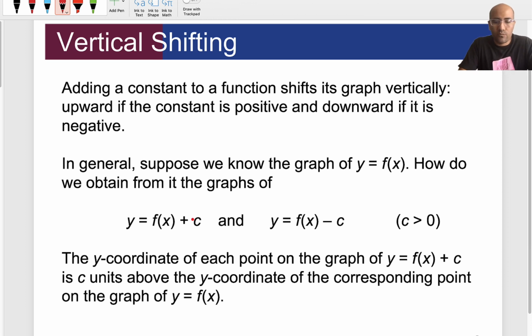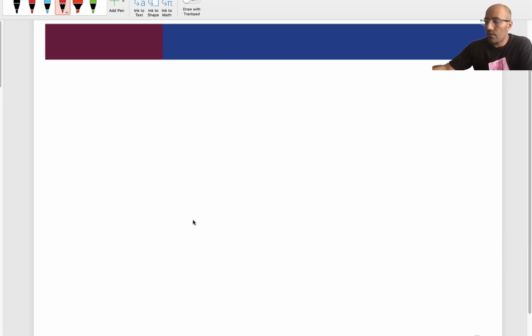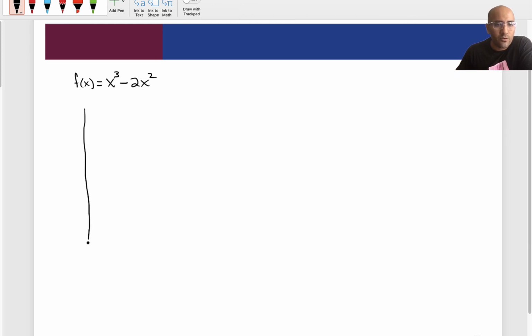Okay, so let's look at a really simple example. Let's say f of x is defined as x cubed minus 2x squared. The first thing we want to do is evaluate this function at various points to start to get a sense of what this function looks like. We can do that by creating a table and plugging in different values for x, and then having f of x over here.